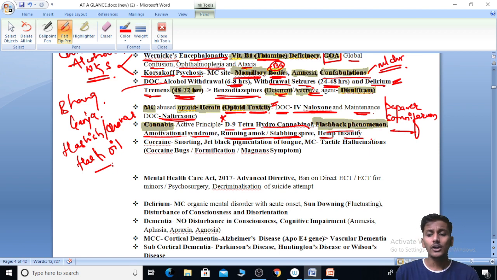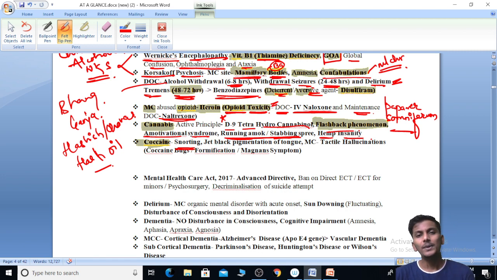See, now talking about the next one, that is cocaine intoxication. Talking about cocaine intoxication, cocaine ka route of administration kya hota hai? Usually cocaine is administered via snorting. Please remember, usually with a dollar bill or with a roll of paper, the person snorts cocaine, right? So snorting is done in cases of cocaine.